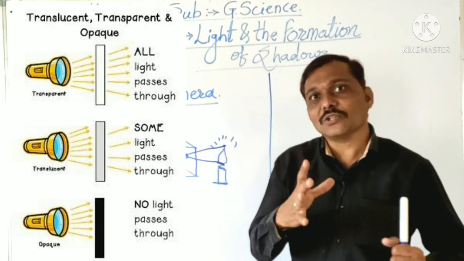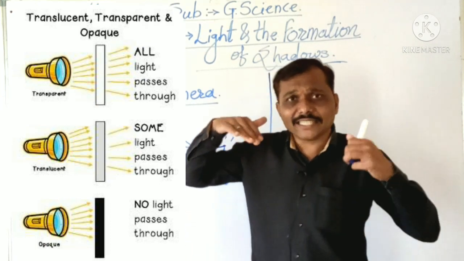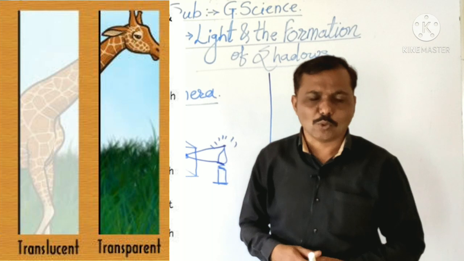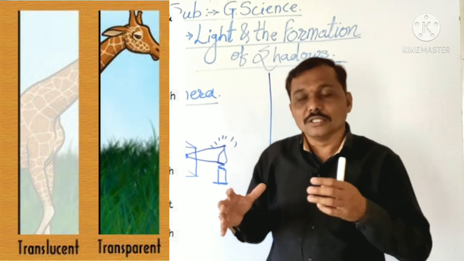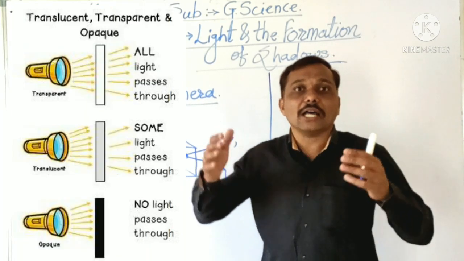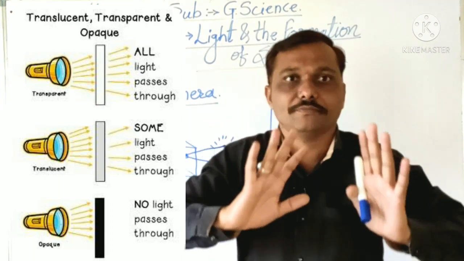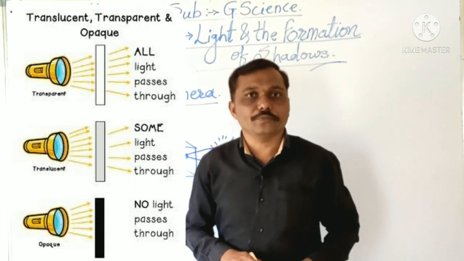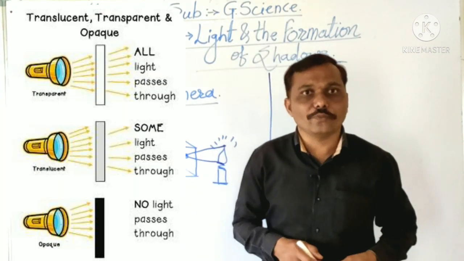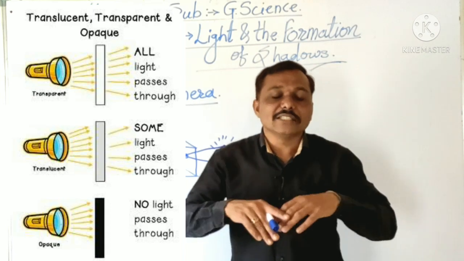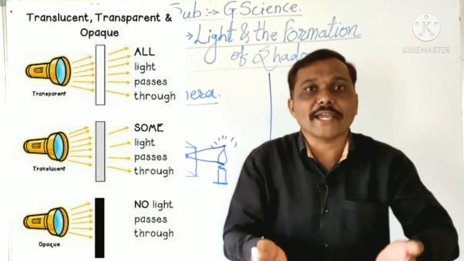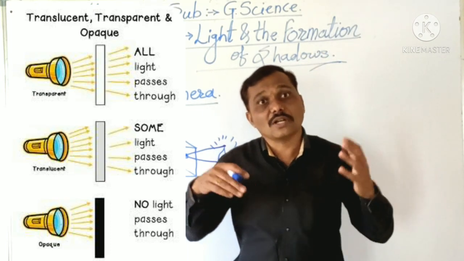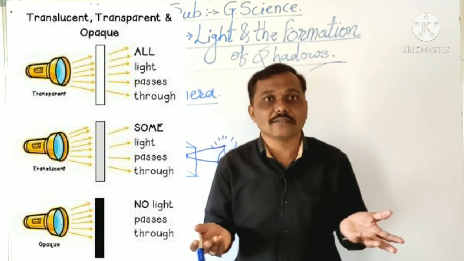Then you must have known that we can see the things behind the window. Why? Because the glass pane of the window allows light to pass through it. Total light passes through the glass of the window, and that's why we can clearly see the things behind the window, or outside the car, etc.